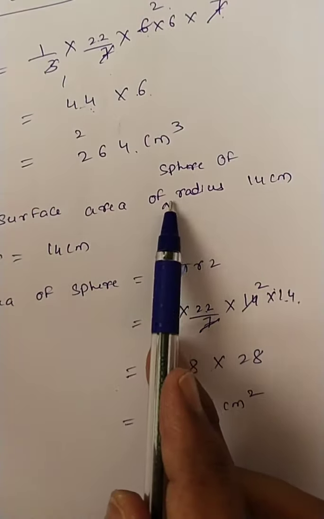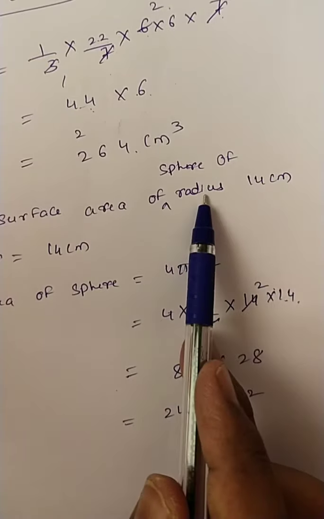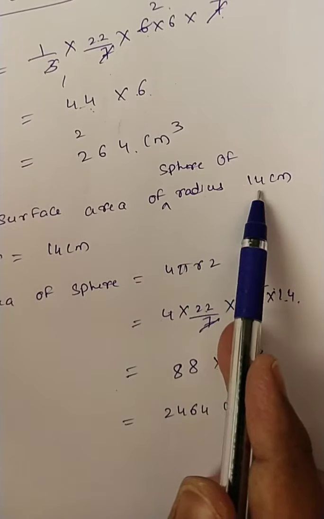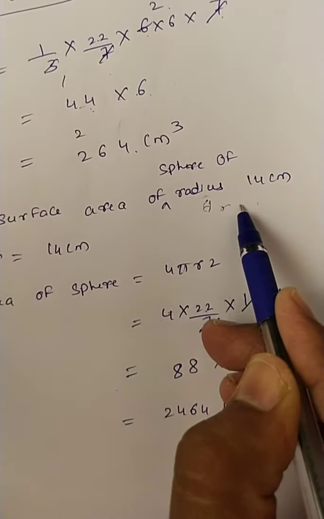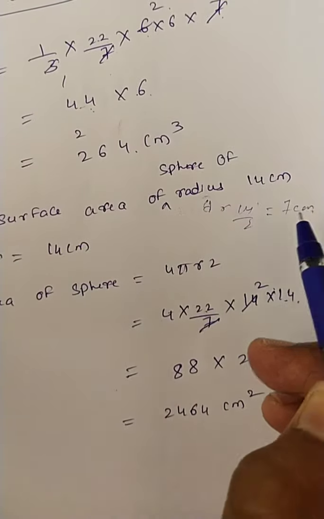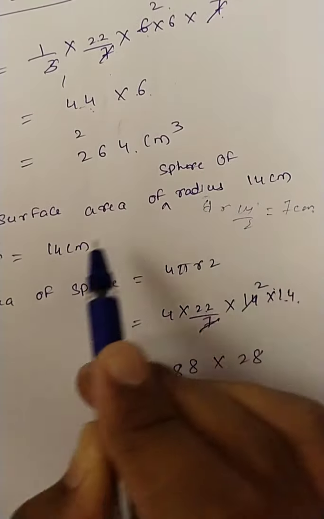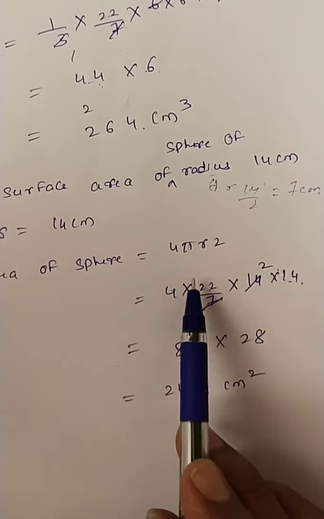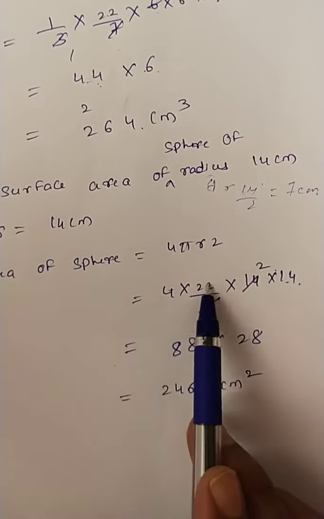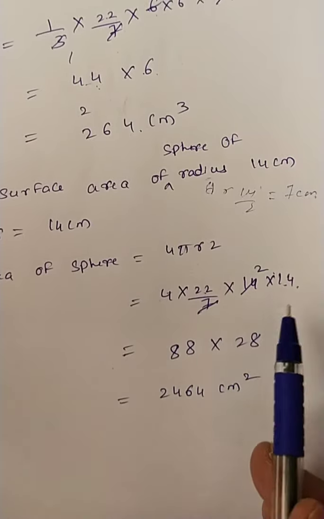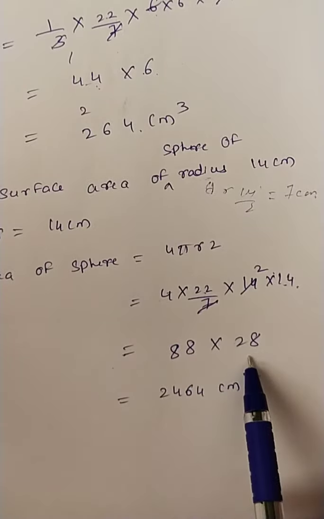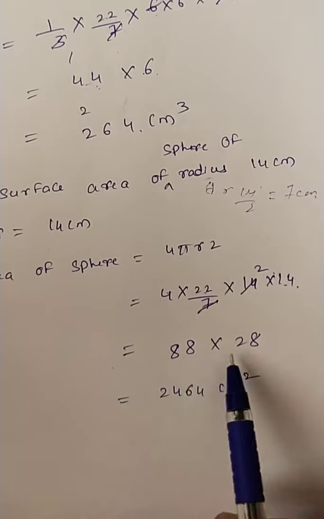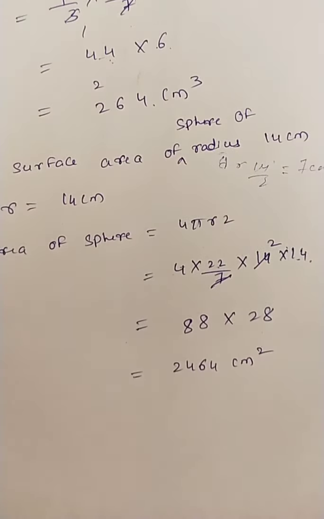Once again see the question: find the surface area of a sphere of radius 14 centimeter. If the diameter is given, then r is equals to d by 2, that is 14 by 2, you are getting 7 centimeter. But here they have directly given radius 14 centimeter, so just use the formula directly. Area of sphere is equals to 4 pi r square. So 4 into 22 by 7, r is 14 into 14. 7 twos are 14. So 22 into 4 is 88, 14 into 2 is 28. 88 into 28, if you multiply, you are getting the answer as 2464 centimeter square.